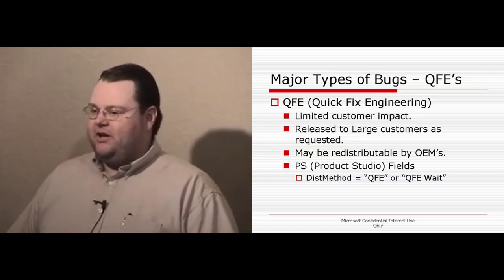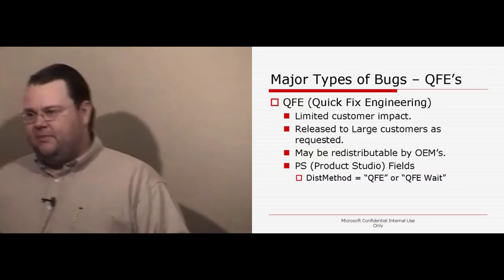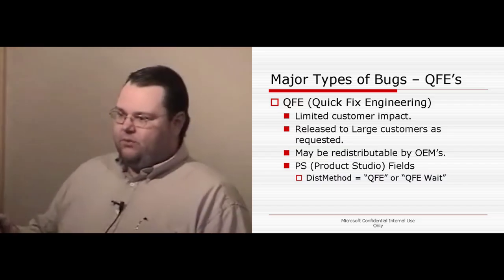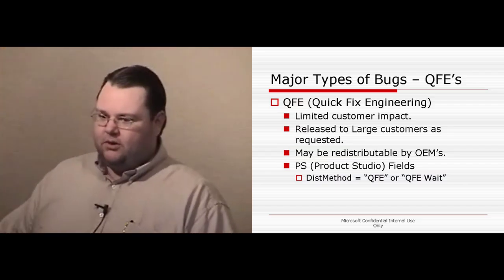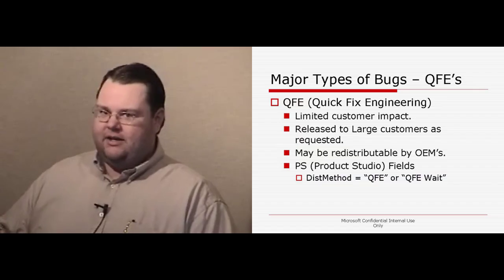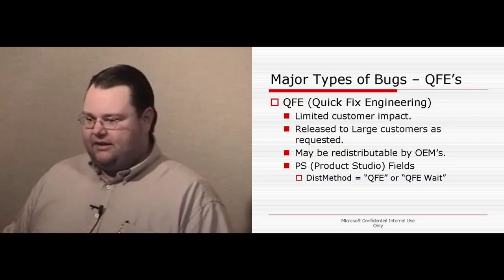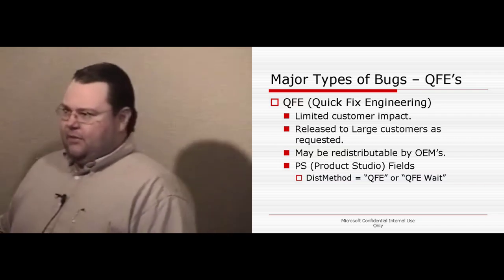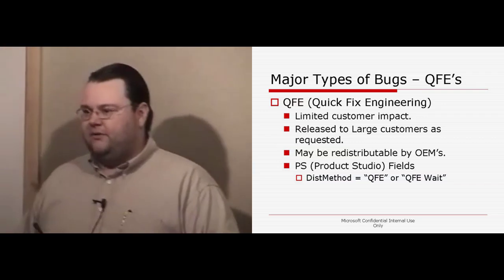There are varying bars depending on the different types of bugs, but generally the rule of thumb is if one customer reports it, and they're the only customer that's reported it, and we really feel that it's not going to impact any other customers, then we'll leave it as a QFE and not send it as a GDR. One of the main reasons for that is the risk of regression.